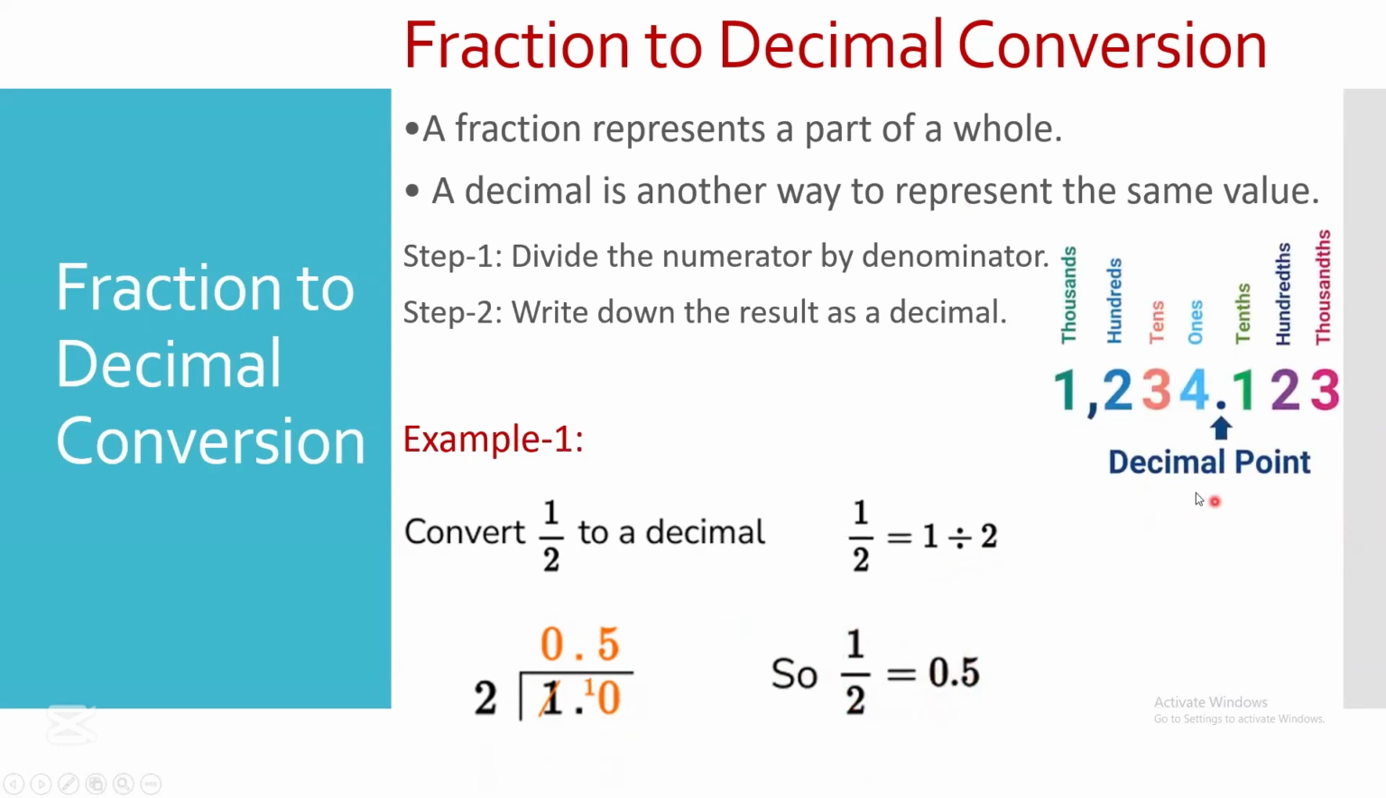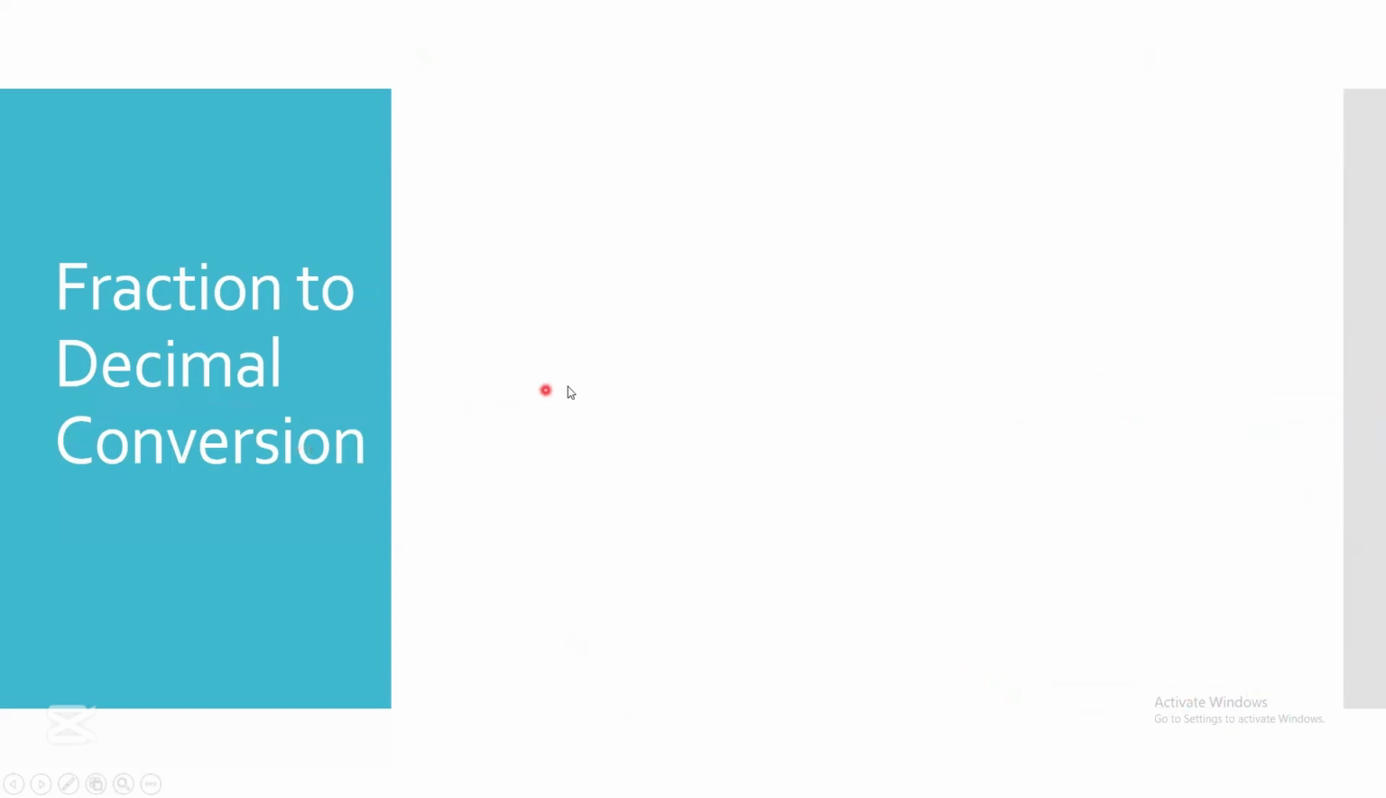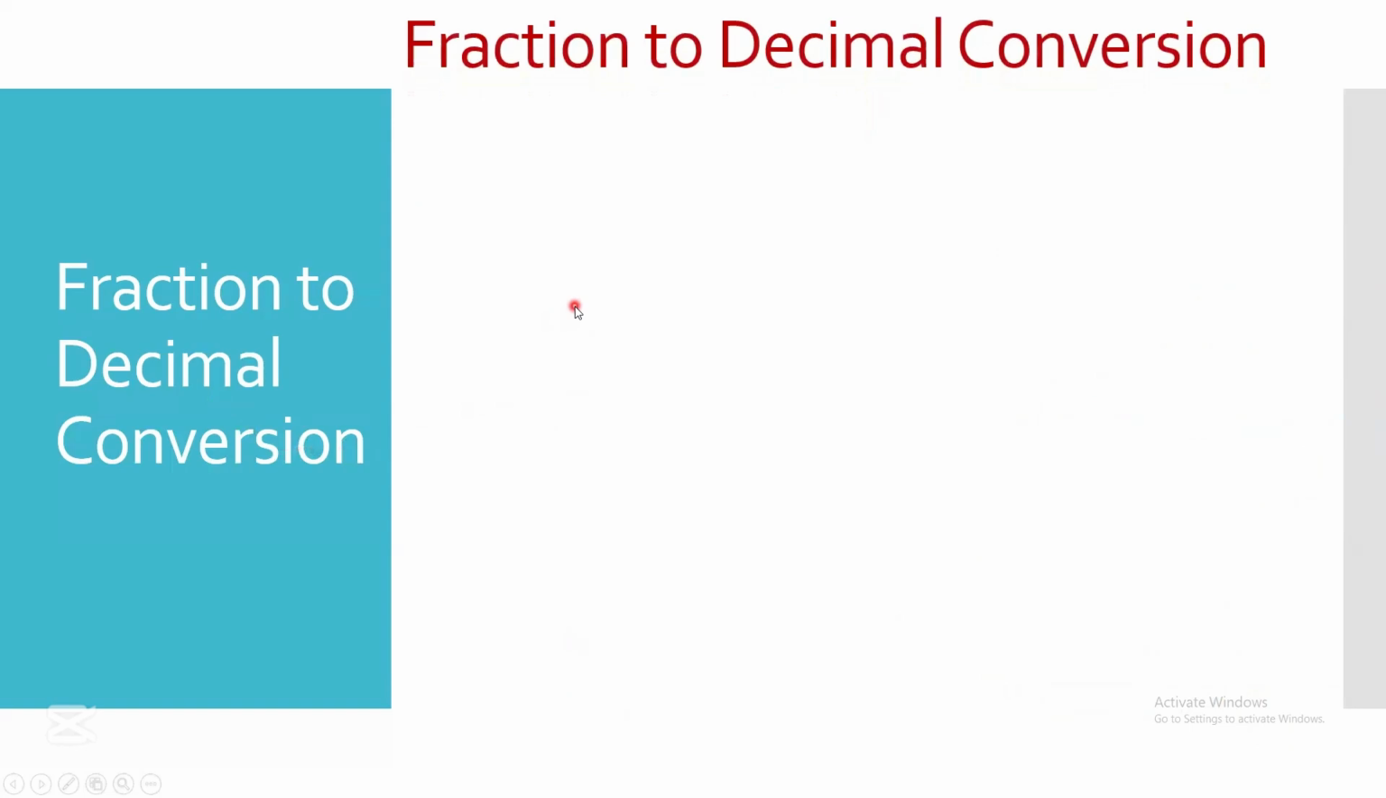Now let's see a picture. The decimal point is here. The first places are called ones, tens, hundreds, thousands. We put them like this. It increases on one side and decreases on the other, like tenths, hundredths and thousandths. It is 1 by 10 part, it is 2 by 100 part, 3 by 1000 part. So like this we put the decimal. Now fraction to decimal conversion, we will understand more clearly by some examples.